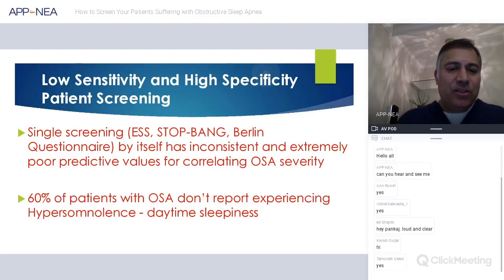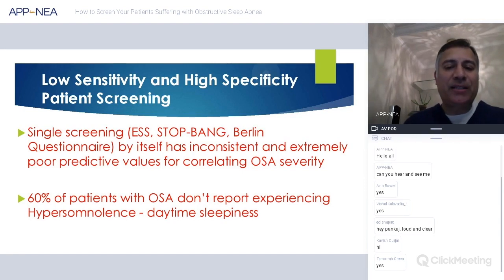Like I mentioned, a single screening process, it could be an Epworth Sleepiness Scale, could be STOP-Bang, could be the Berlin questionnaire, by itself is very inconsistent and has extremely poor predictive value for correlating severity of sleep apnea. And realize something: 60% of patients with sleep apnea actually don't report experiencing daytime sleepiness. Daytime sleepiness is defined as hypersomnolence. So imagine if 60% of your patients who have sleep apnea don't even report daytime sleepiness. Just by asking that one question, do they experience daytime sleepiness, you're excluding 60% of the patients who would otherwise have been suffering, who have OSA.